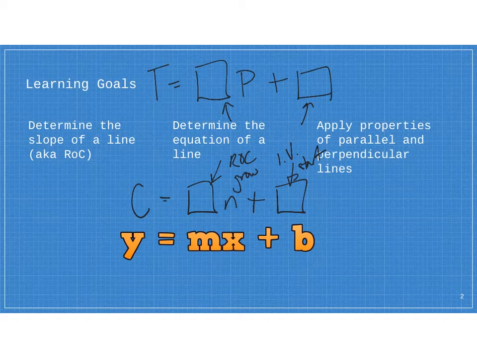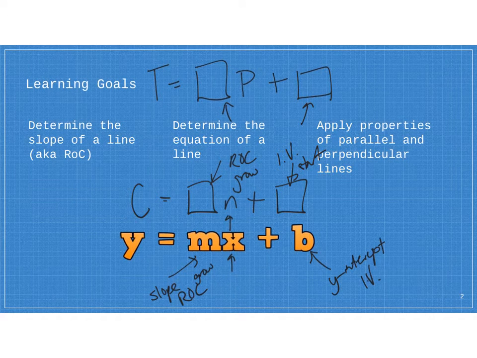Well, things haven't really changed much because here's the n in this equation, and the x in this equation is another variable. The m is the slope, or rate of change. And the b, we call it the y-intercept, or the initial value. So we're just using different words for the same thing. So y equals the rate of change, how much I grow by, so this is still the growing piece, times the variable, plus the starting value, or the y-intercept. So it's the equation of a line. The third thing we're going to be looking at is applying properties of parallel and perpendicular lines.